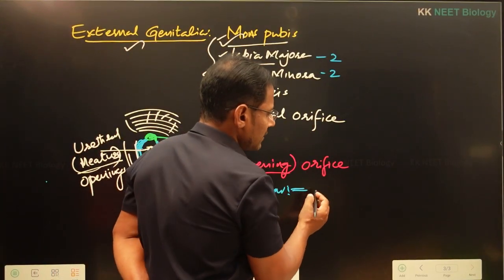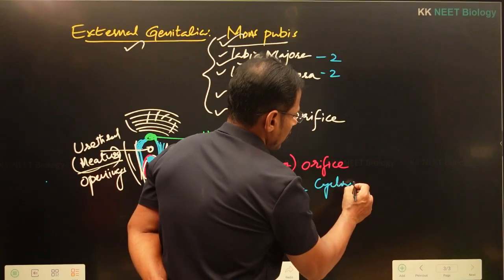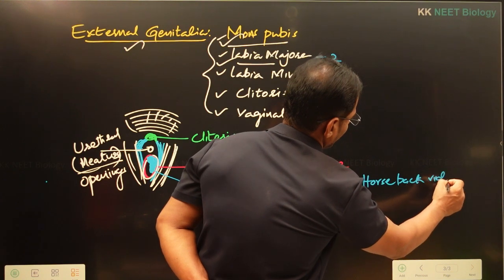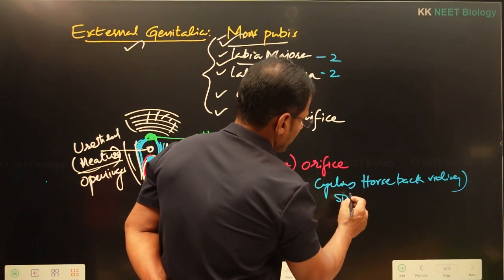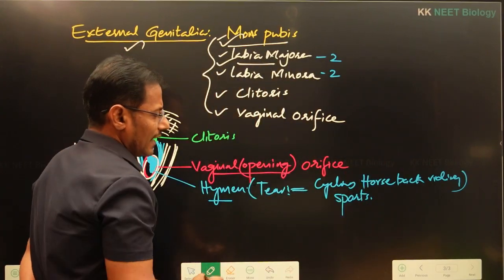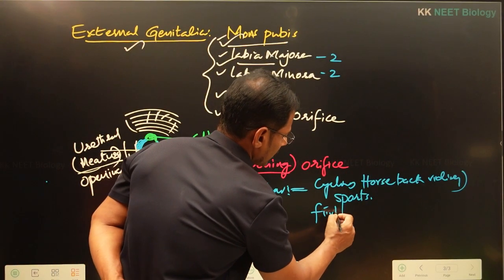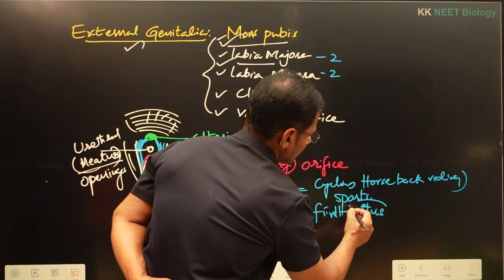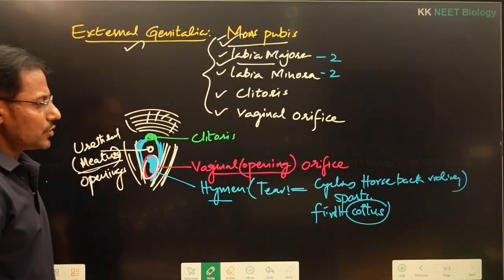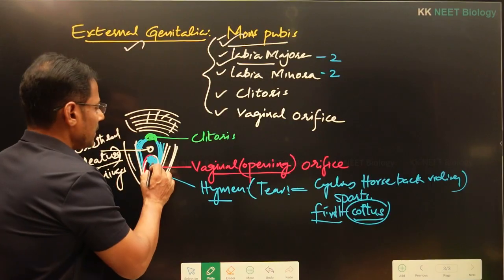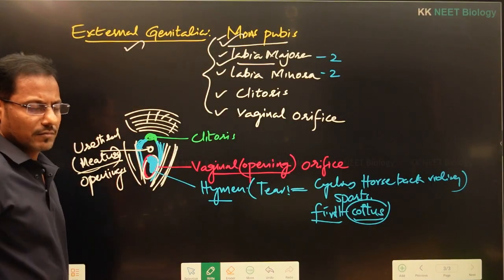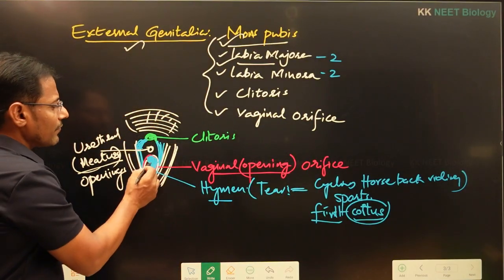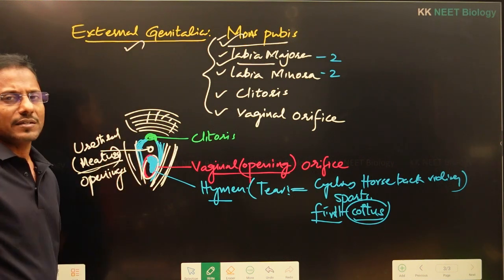Sometimes this may tear when girls are playing games, cycling, or horseback riding, and when they are playing some kind of sports, okay, and also in the first coitus. Coitus means sexual intercourse of male and female. So in the first coitus also sometimes it may tear. It may tear and bleed, right? And after the coitus also some girls may have the hymen retained as it was.